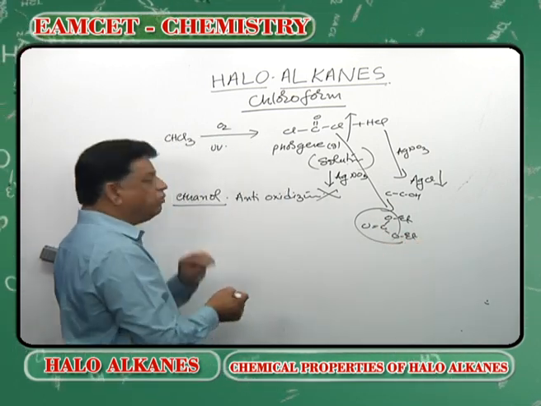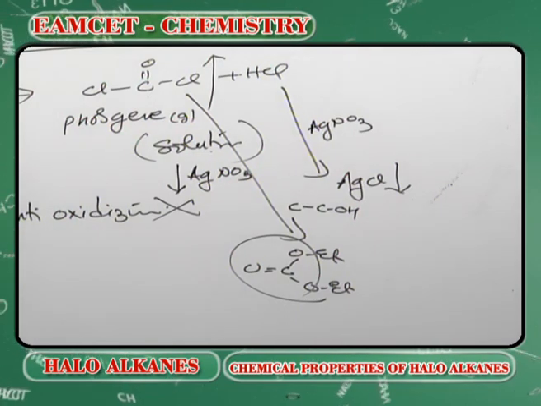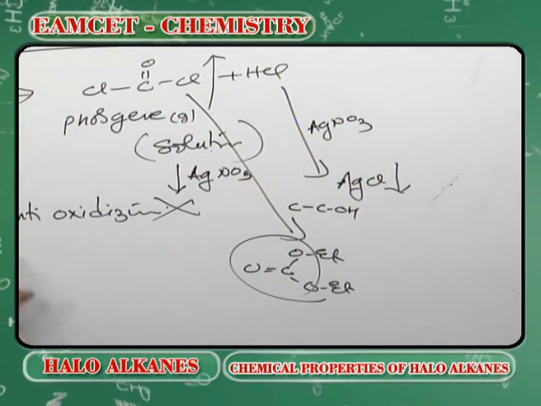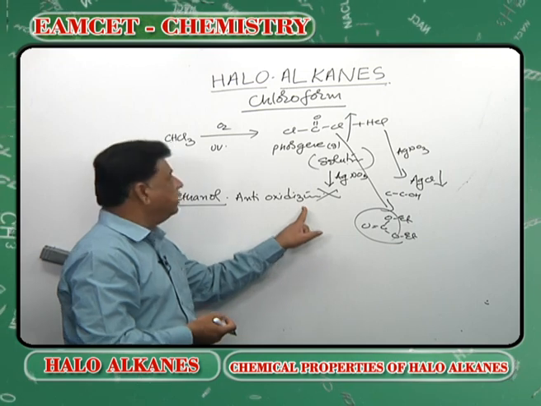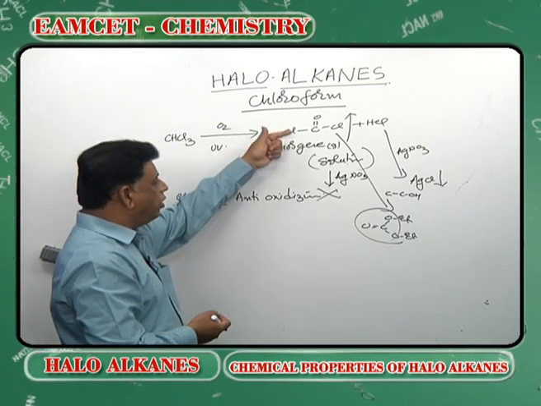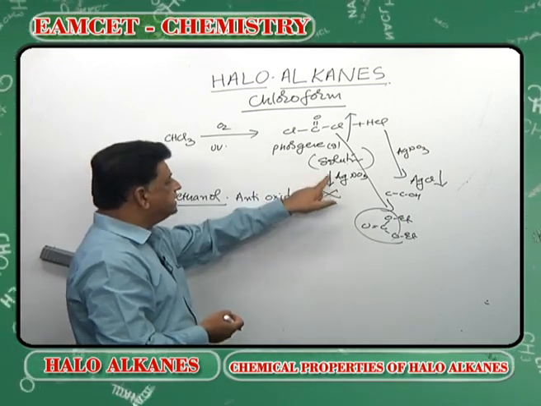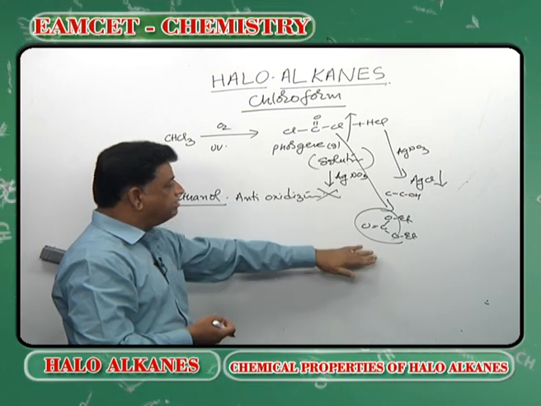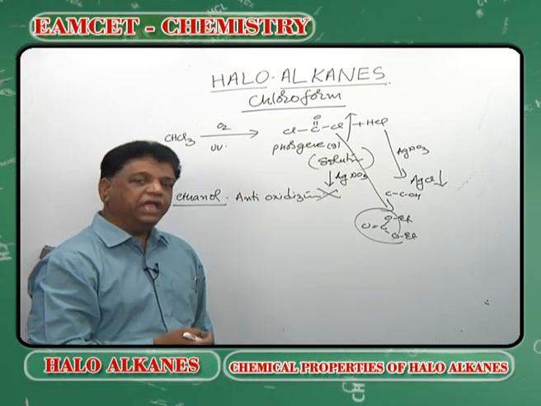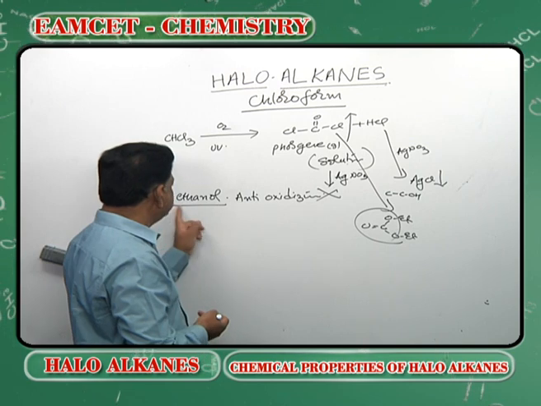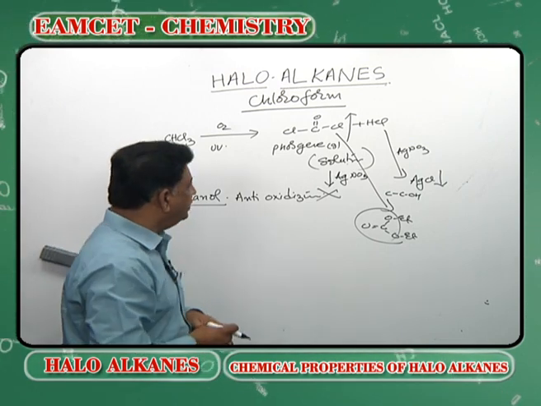So a small quantity of ethanol will ensure safety in 2 ways. One is that it stops the oxidation of chloroform. It also means that the poisonous compound, if at all formed, will convert into diethyl carbonate, which is a non-poisonous substance. Therefore, a small quantity of ethanol will be added to the chloroform.